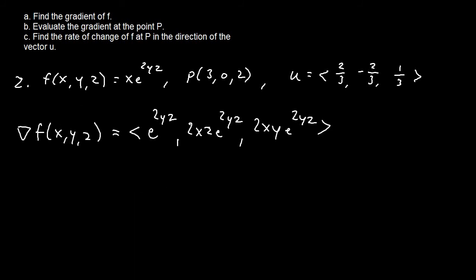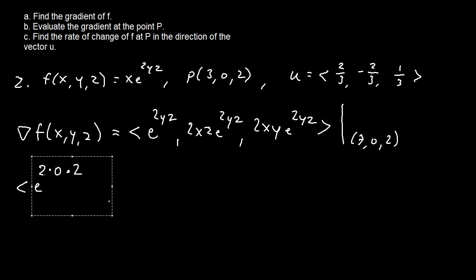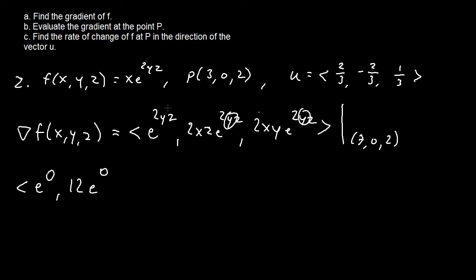So now let's evaluate the gradient at the point P. The point given to us is (3, 0, 2). If I evaluate it, we get e raised to the power of 2 times 0 times 2. Obviously e to the 0 is 1, so we can just say e to the 0, comma, now we have 2 times x times z, so 2 times 3 is 6, times 2 is 12, e to the 0, since the y value is 0, and we always plug in y for all three of these.